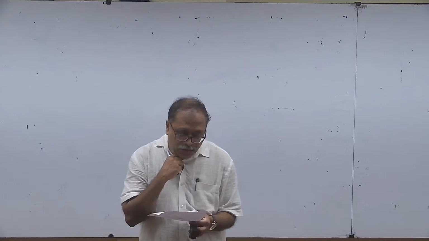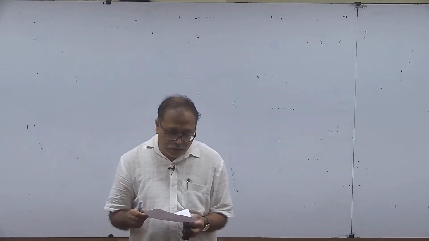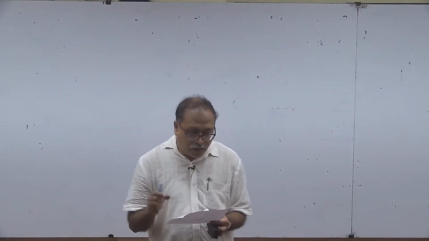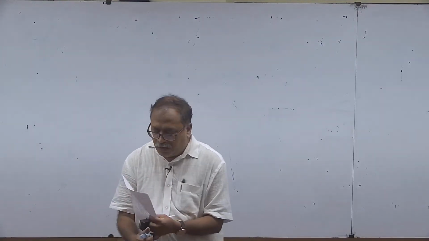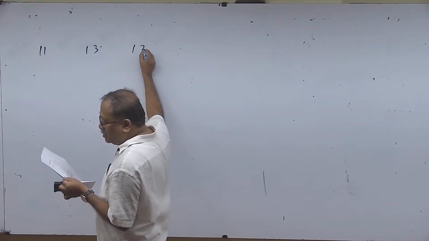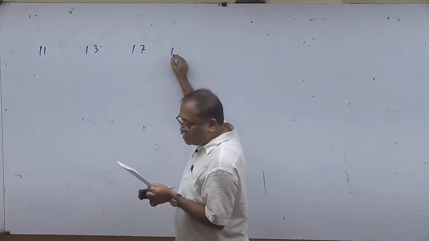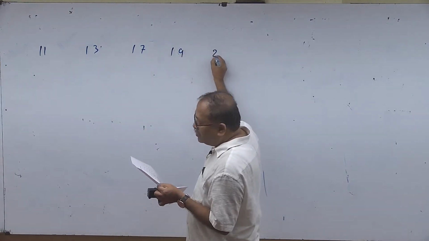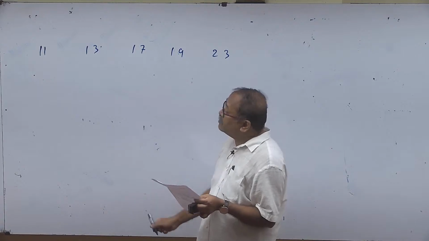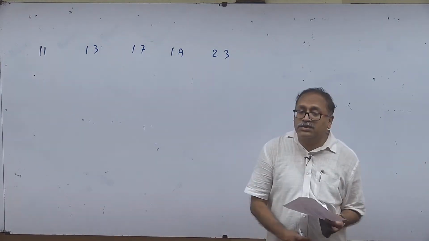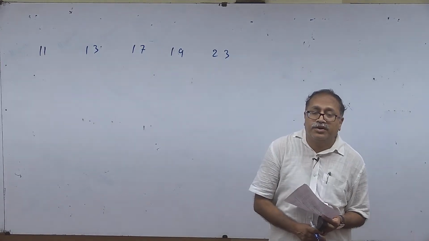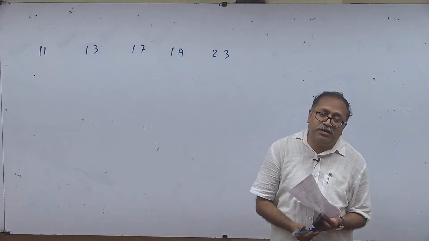Okay. Question 4. Plus 11, plus 13, plus 17, plus 19 and plus 23. Did you notice all the numbers are prime? Consecutive prime numbers. So after 23, what's the next prime number? 29. Next prime number?